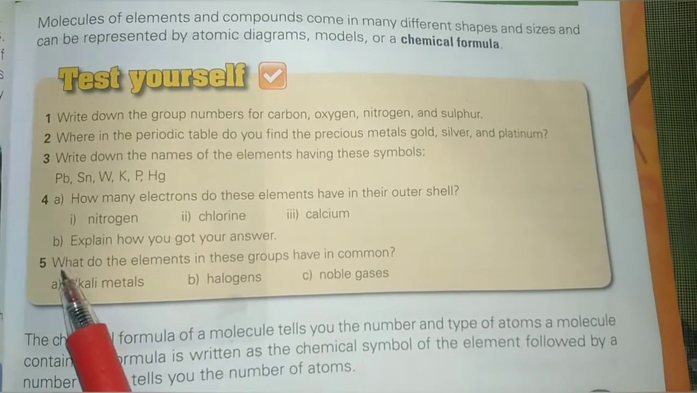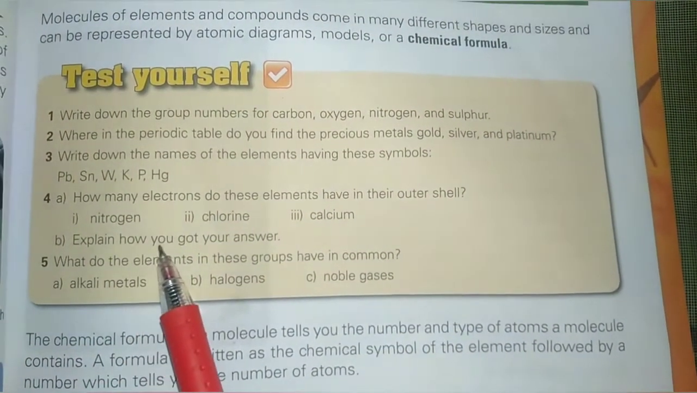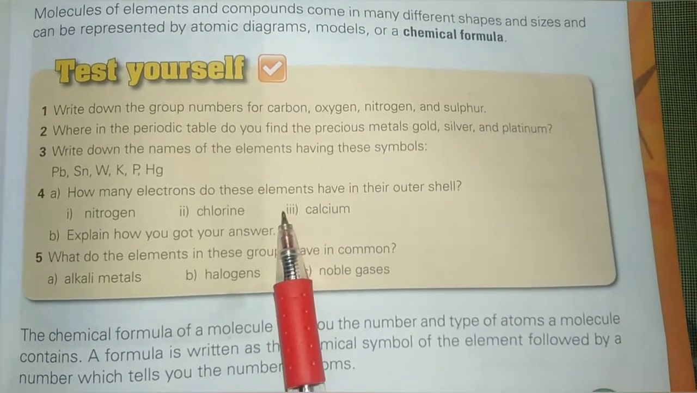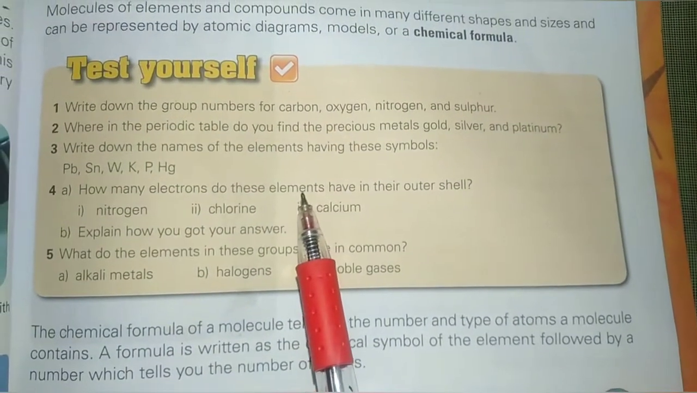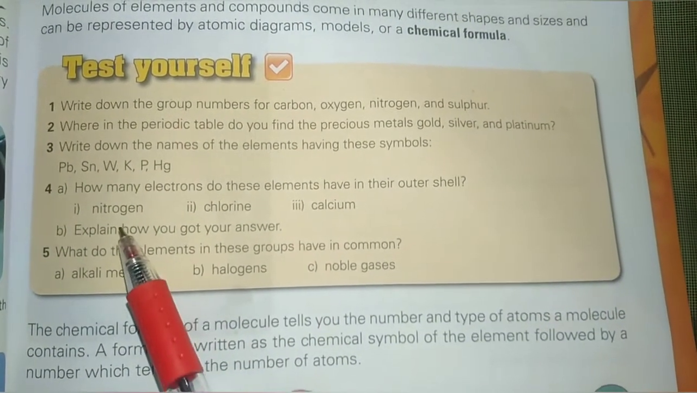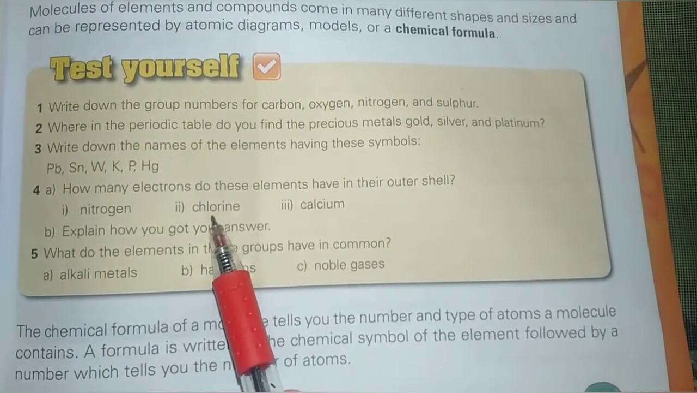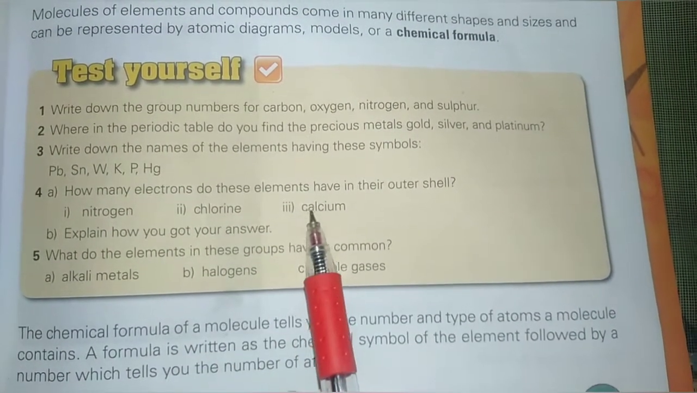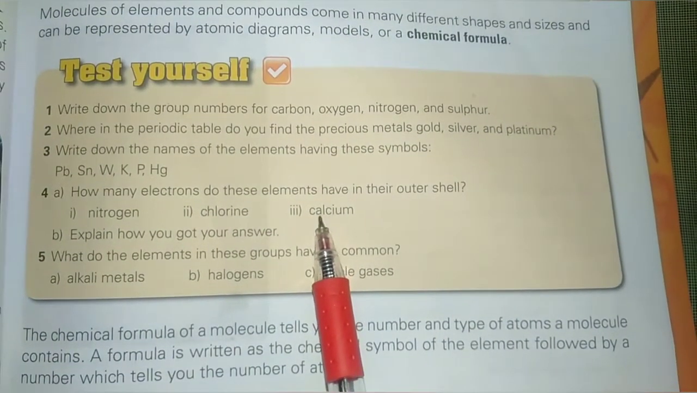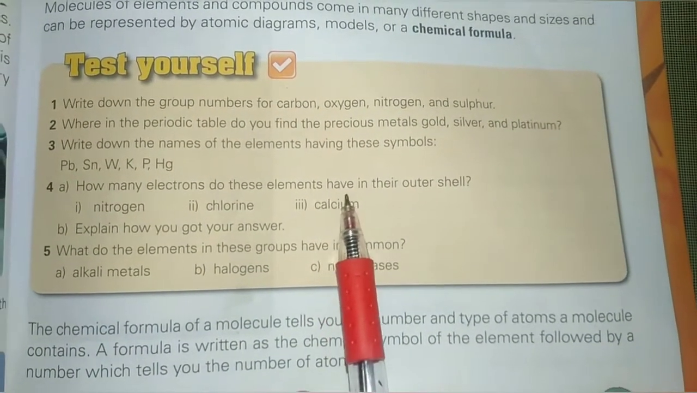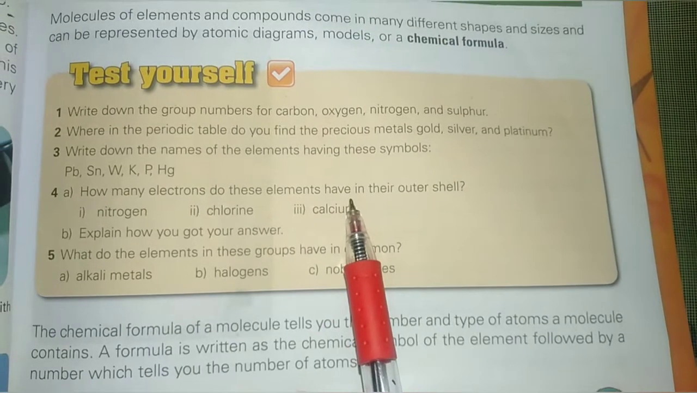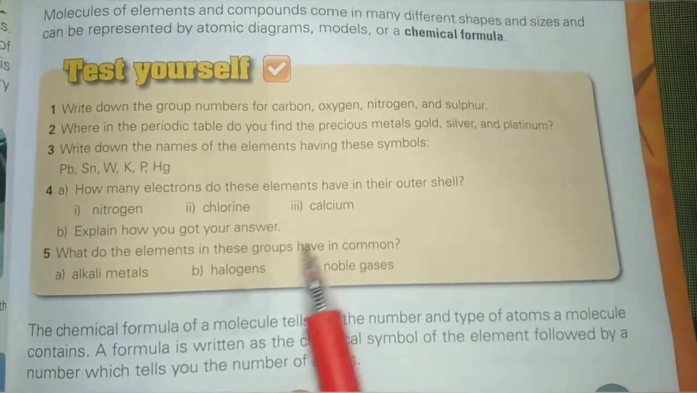Question number 4, part B. Explain how you got your answer. Because nitrogen is a member of group 5, chlorine is a member of group 7, and calcium is an element of group 2. And the group number indicates the number of electrons in the outermost shell of an atom.